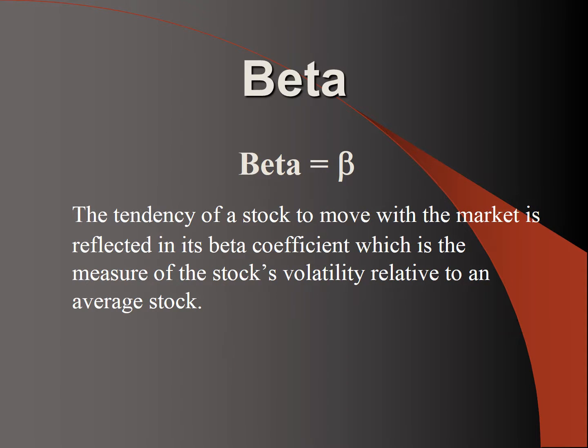Okay, so here's beta. By definition, beta is the tendency of a stock to move with the market. It is an index, so it is indexed to the market. The market as a whole is said to have a beta of 1, and that's considered to be average risk. And so a stock that has a beta equal to 1, you would say that stock tends to move with the market.